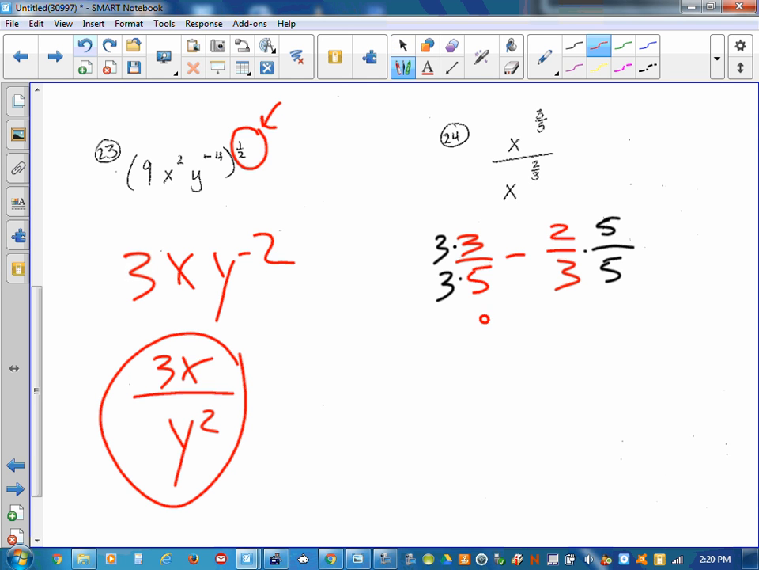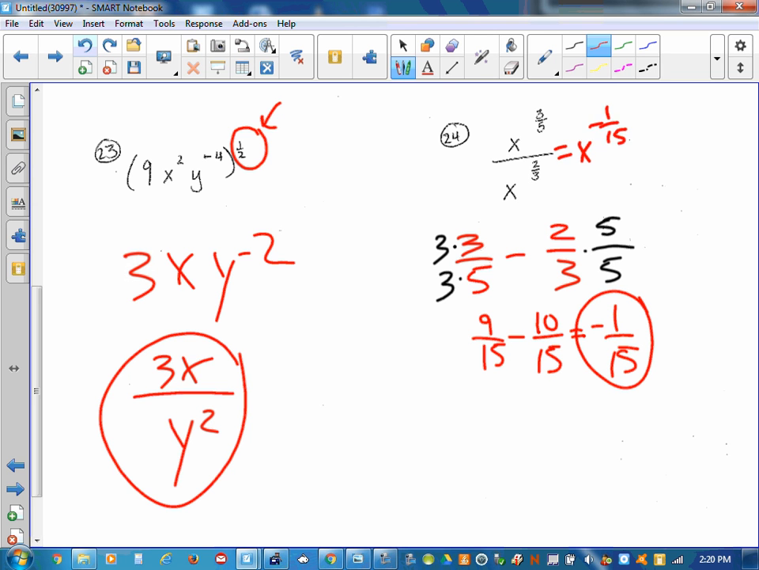So that would be 9/15 minus 10/15, which is negative 1/15. So this becomes x to the negative 1/15. Cross the line, change the sign. So it becomes 1 over x to the 1/15.